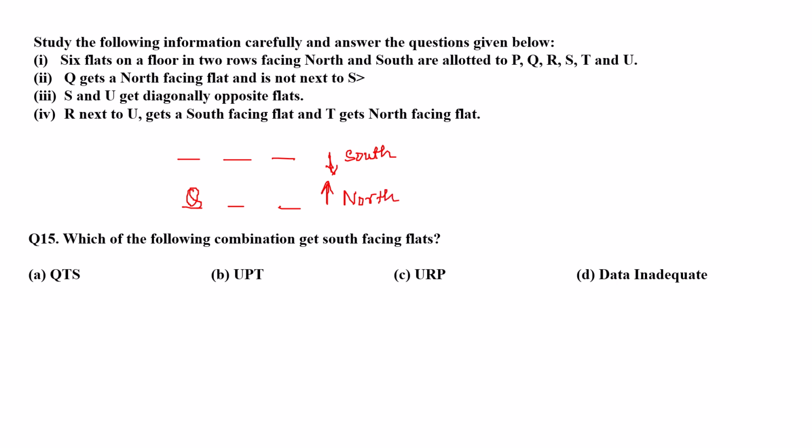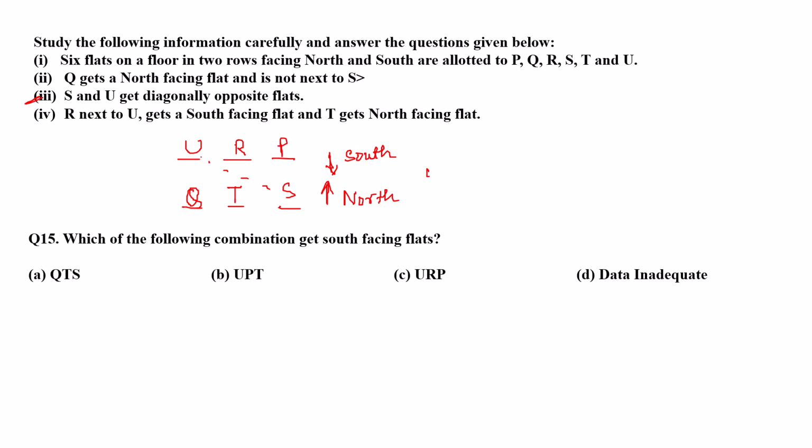Next, it is given that S and U get diagonally opposite flats. I don't know where S and U are; S is in south or north, we don't know. Next, R is next to U and gets a south facing flat. Now I can put the third condition: S and U are diagonally opposite, so for U, the diagonally opposite is here. R is next to U and gets a south facing flat, and T gets a north facing flat. So T is here, and the left out flat will be P. So now this is your arrangement.